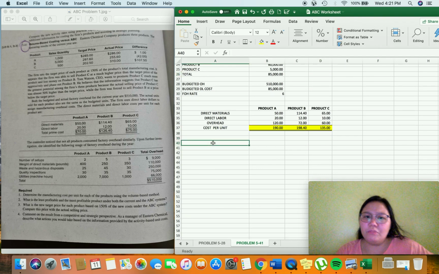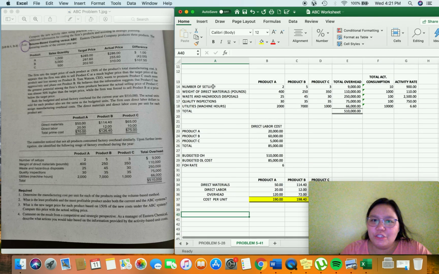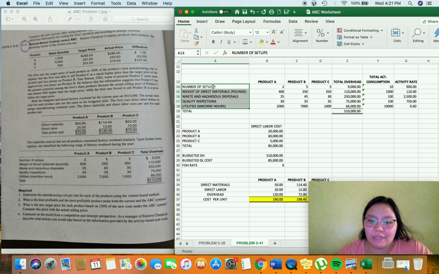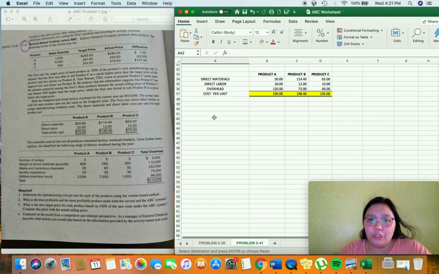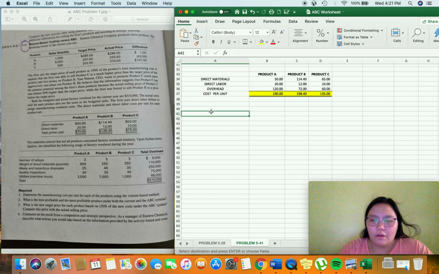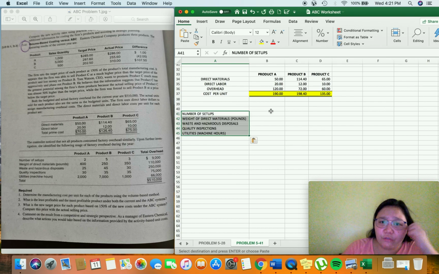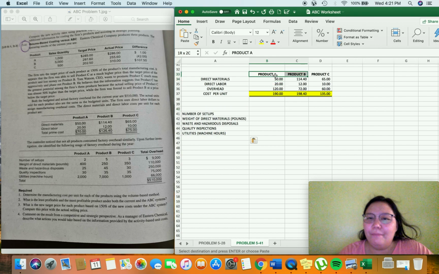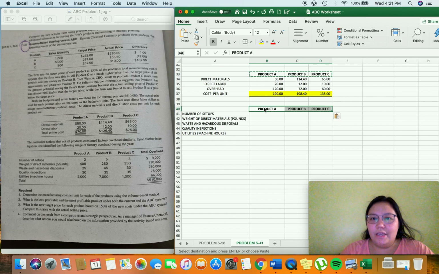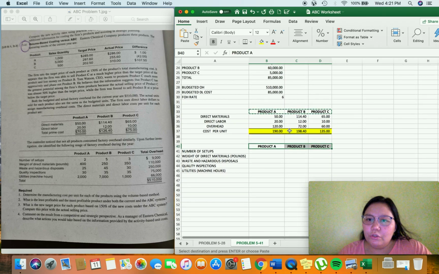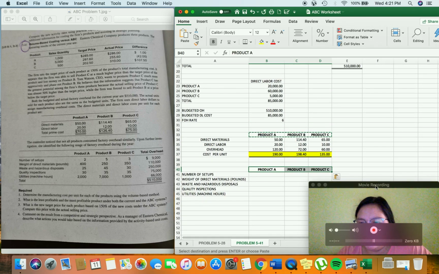Since we have a lot of activity cost pools, we will compute first the total overhead cost. So, product A, product B, and product C again. To compute, I'll just move this here.